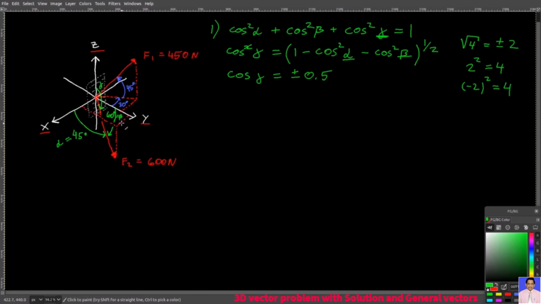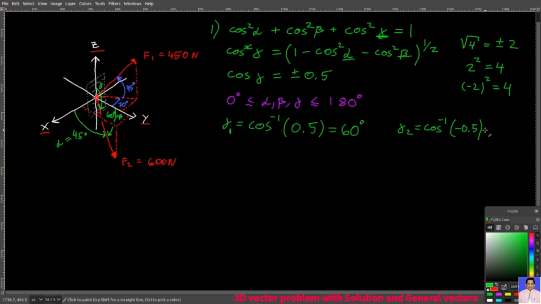Since coordinate direction angles are always defined from the positive x, y, and z axes, and all these 3 angles vary from 0 to 180 degrees, you have 2 options. Either gamma equals inverse cosine of 0.5, which gives you 60 degrees, so that's option 1. And option 2 is inverse cosine of minus 0.5, that's 120 degrees.